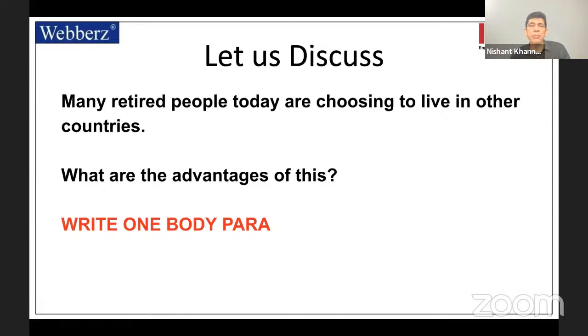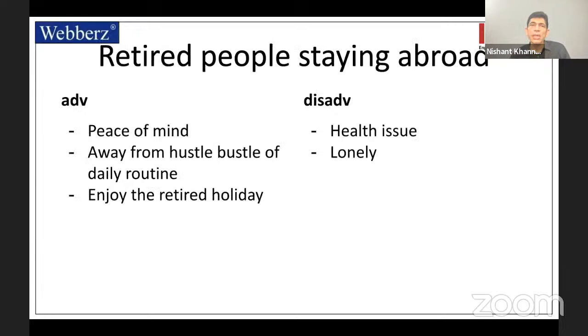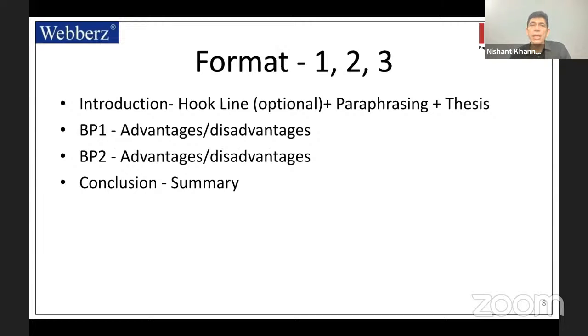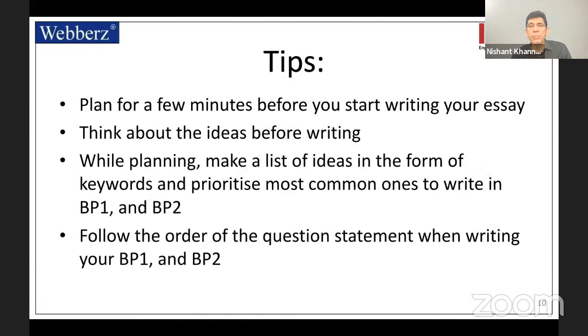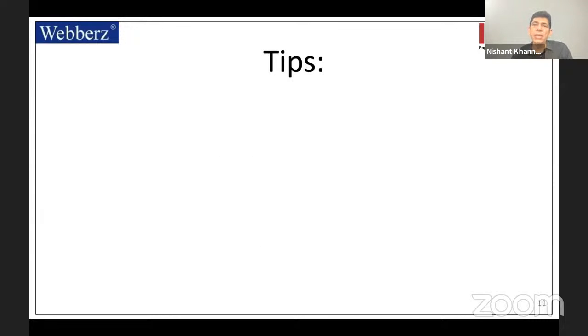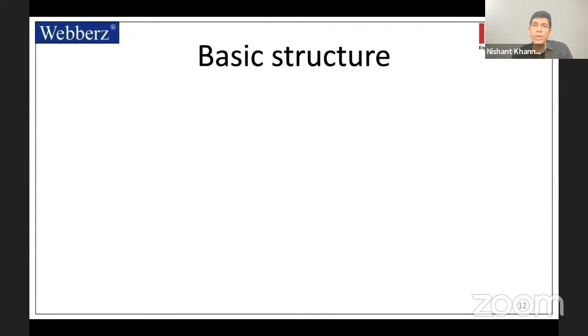particular essay. Many retired people today are choosing to live in other countries. What are the advantages of this? We did some pros and cons of this, some advantage and disadvantage. Then I told you to write down a body paragraph, and some people wrote the body paragraph. Then I told you the format, how the introduction would look, how the body would look, the word limits, and I gave you some tips on how to solve this particular thing. They are all recorded in this video. You can watch this video again to figure it out what's going on.